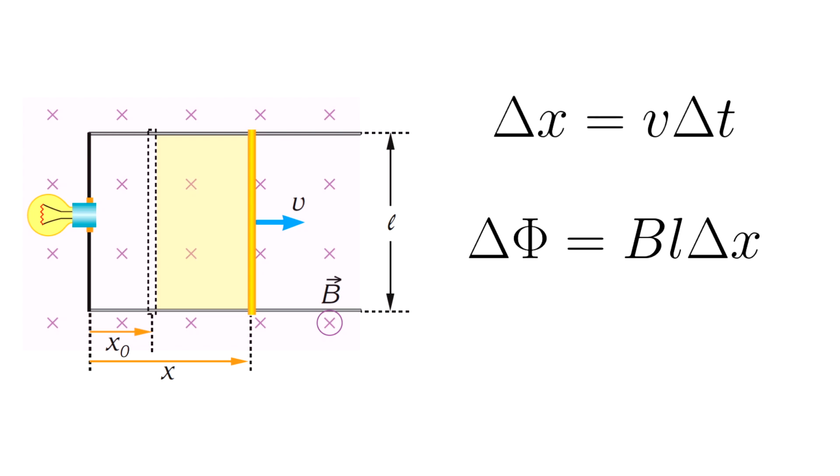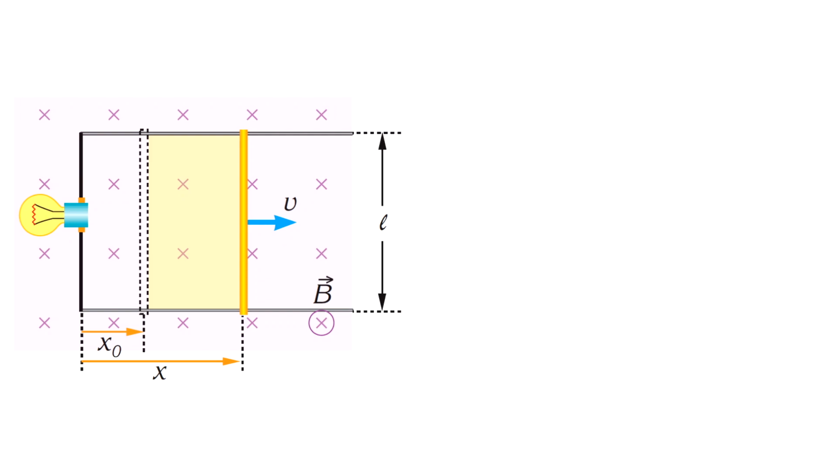And delta x also can be found by multiplying velocity to an interval of time, delta t. And if we put this expression into the equation for the flux, we have a new expression. So the flux is B times L times V times delta t. And we know from Faraday's law of induction that any change in the flux would cause an induced EMF, and it is delta flux divided by delta t. Here number of turns is 1.